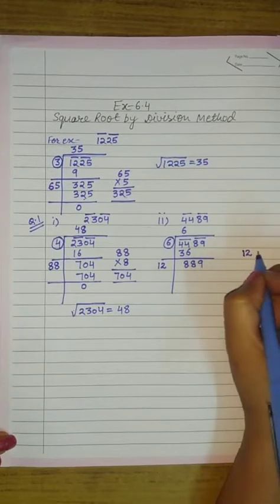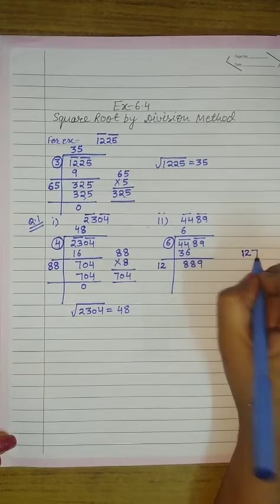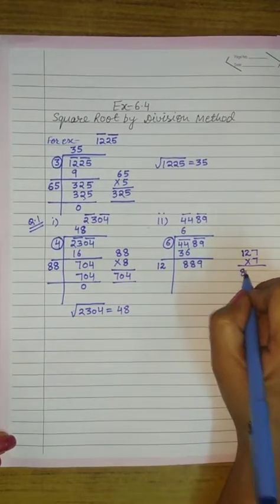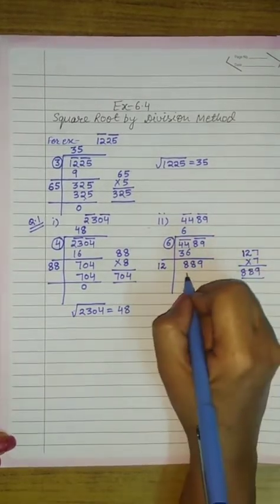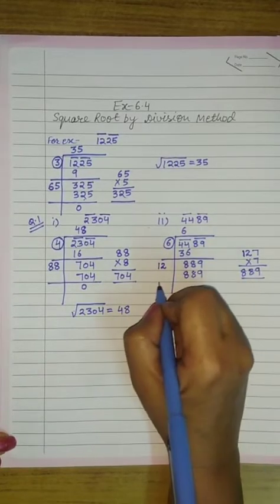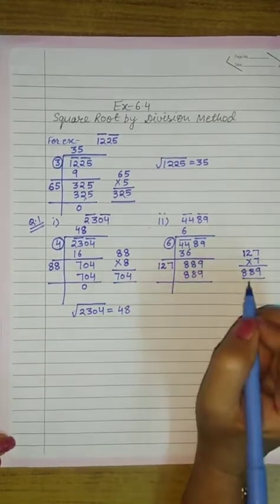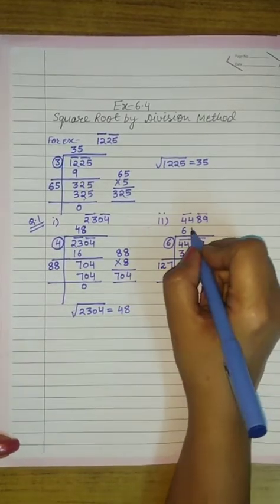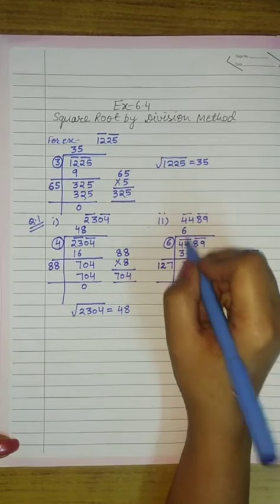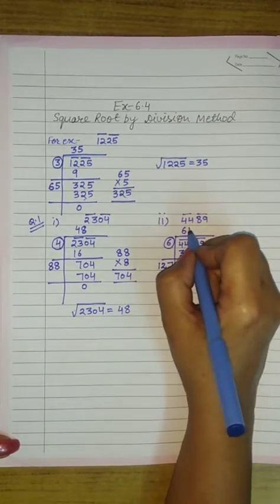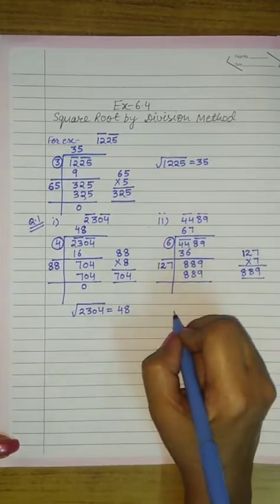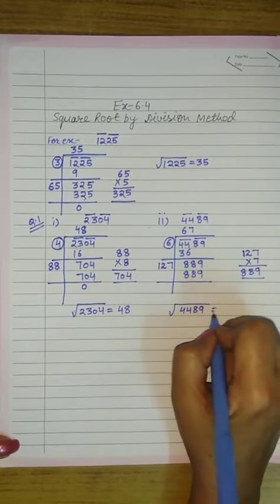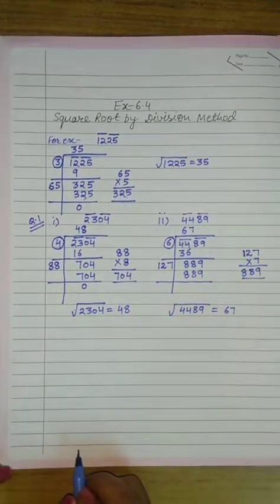So after 12 we will write the number 7. So 127 into 7 will give us 889, which is equal to our new dividend. So we will write 7 with the previous divisor, that is 12, which we have got by doubling our divisor, and 7 we will write in the quotient also. So our square root of 4489 is equal to 67.